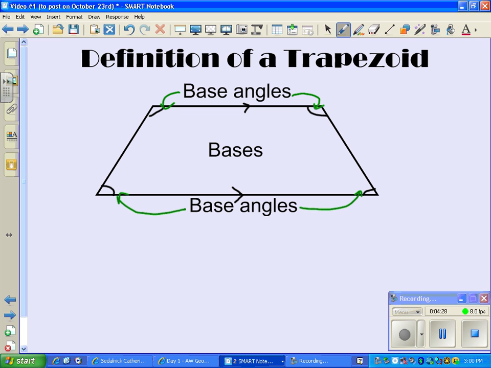Now you're going to use that information tomorrow to discover things about a trapezoid, but you need to have that base information. So make sure that you're writing that down, drawing the symbols showing that they are parallel, and which ones are base angles, drawing the arrows, whatever you need, so that you remember, so that tomorrow when you come into class, you'll be set and ready to take off.